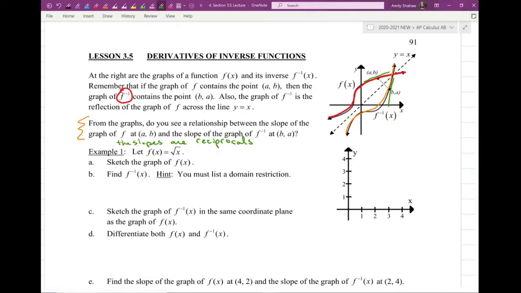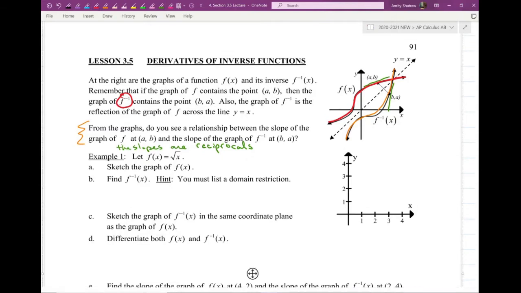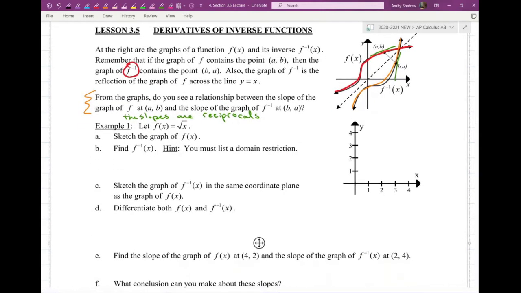So example 1 says let f of x equal the square root of x. And it says let's sketch that. So I will make a little xy table, x and f of x, and I'll say, hey, what's the square root of 0? It's 0. What's the square root of 1? It's 1. And instead of picking my next point as being 2, why don't I pick 4? Because I actually know that the square root of 4 is 2.